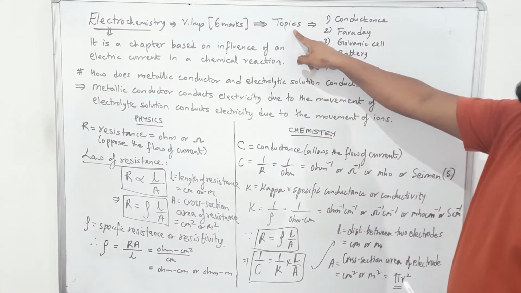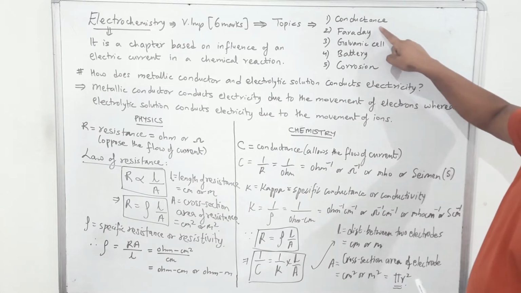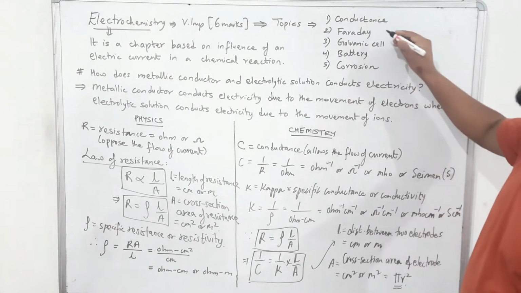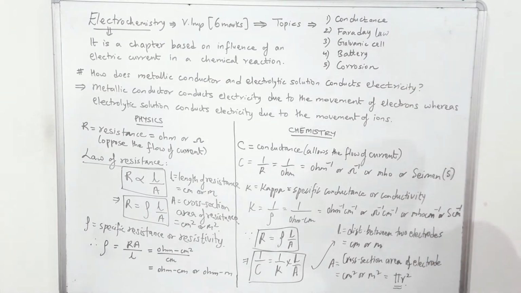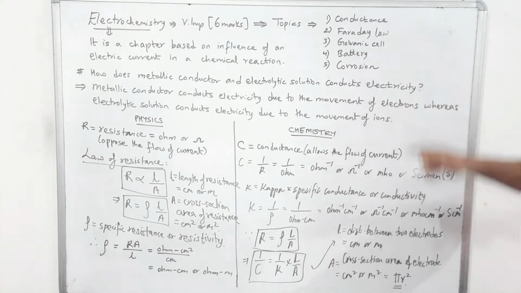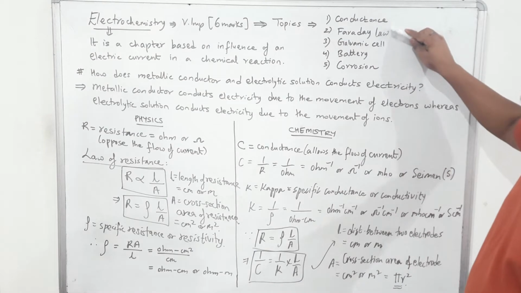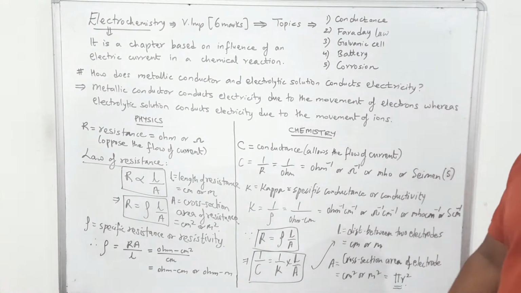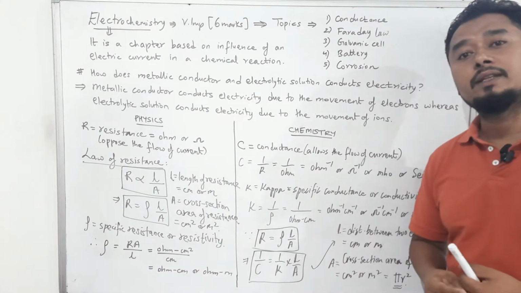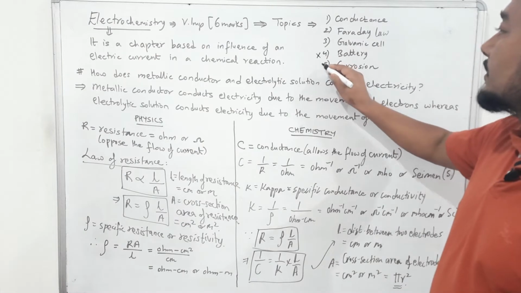Topics in electrochemistry are these 5 topics you have to learn: conductance, Faraday law, galvanic cell, battery and corrosion. So these are the 5 topics which constitute the chapter called electrochemistry. Usually these are the 5 topics present inside this chapter. But due to COVID-19, now this too has been reduced from the syllabus.